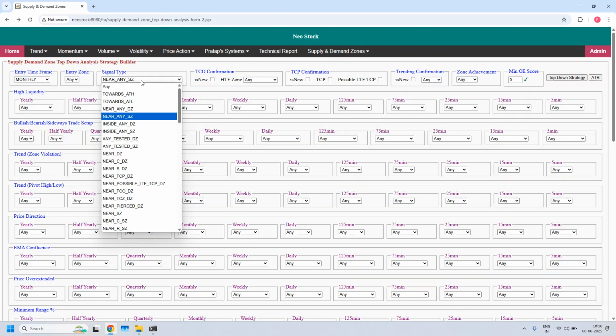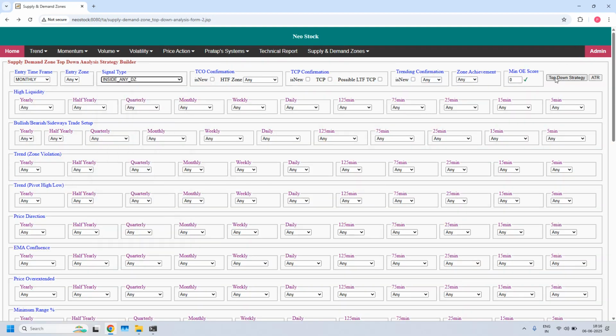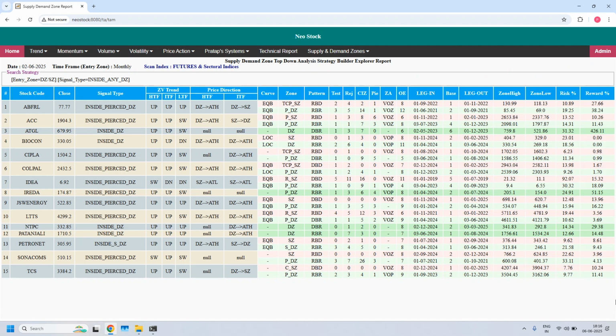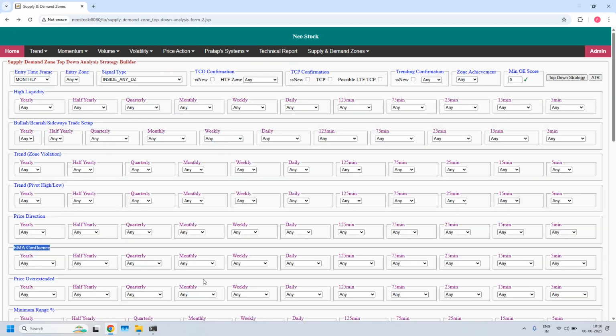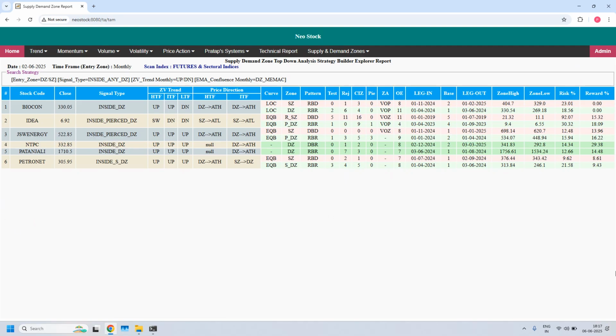Next, price closed inside the monthly demand zone. We got 15 stocks. Let us further filter based on monthly demand zones having monthly EMA confluence, and also trend on the monthly should not be sideways, can be up or down. We got 6 stocks.